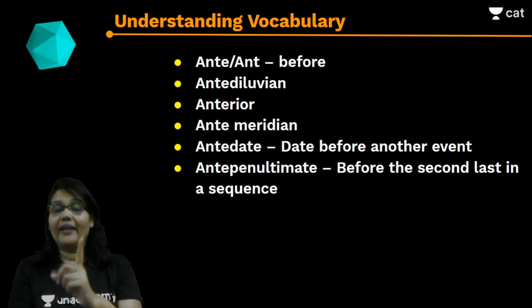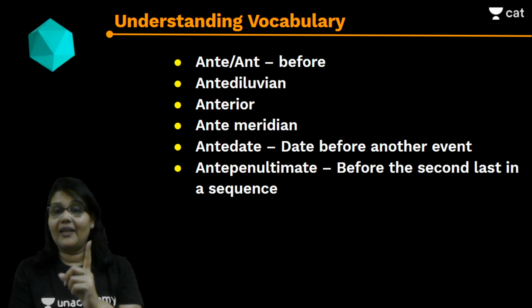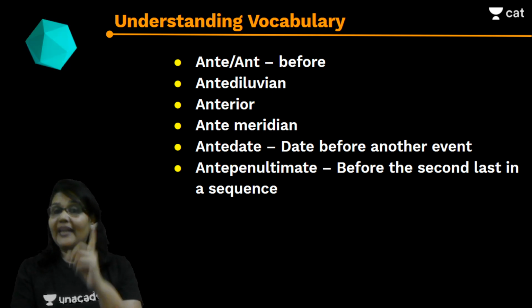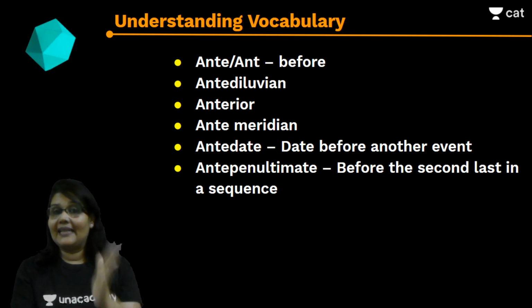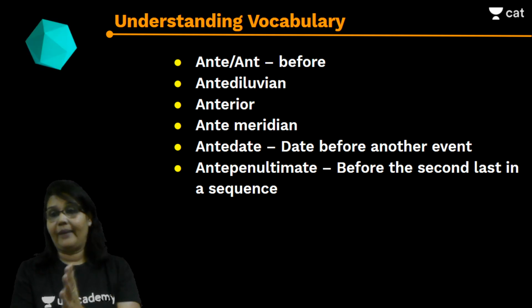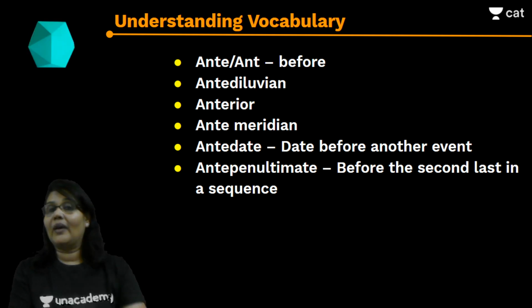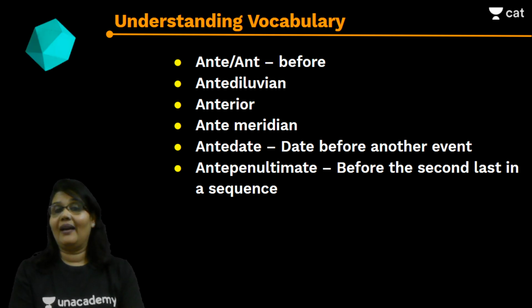Now, at this point, guys, just pay attention. Sometimes from the meaning of the root word, we can also get an antonym. It's not necessary that we always get a synonym. Now, for example, look at the next word, anterior.